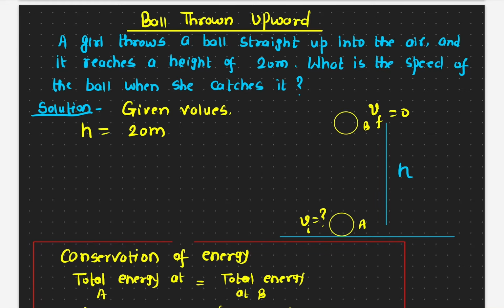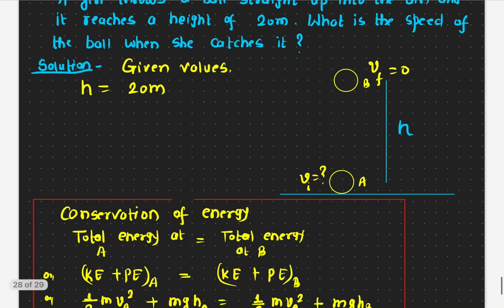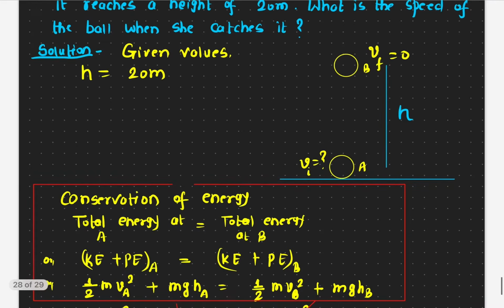So let's write down all the information here. The given information is the height is 20 meters. So you throw a ball, it goes 20 meters high, and then it comes back to you. When it comes back to you, what is the speed of the ball? That's what you have to find out. You can solve this problem in different ways, but here I'm going to solve it from the conservation of energy point of view. So what does the conservation of energy mean? This means the total energy of the ball at any point will be exactly the same.